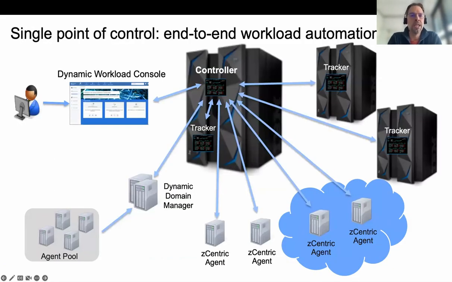And yeah, this slide shows the main pieces that you can use to control the environment, to schedule jobs across the hybrid enterprise. So you have, of course, the controller on z/OS and the various trackers on the systems to manage the z/OS-based jobs. And then you can have agents for distributed workload, that can be traditional distributed workload, but also cloud-based workload. Another option is to use the dynamic domain manager for a pool of agents. And you have, of course, the dynamic workload console as a web UI to manage all this from one single point of control.